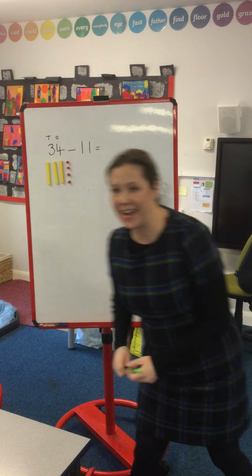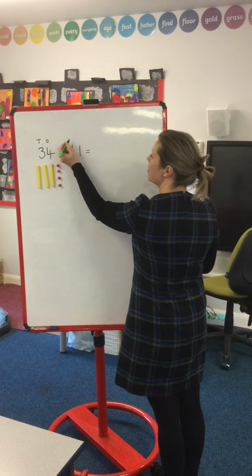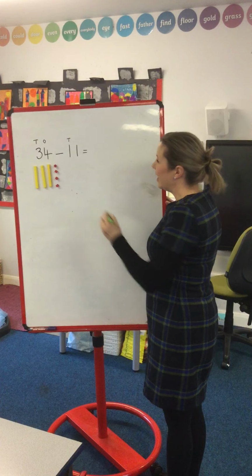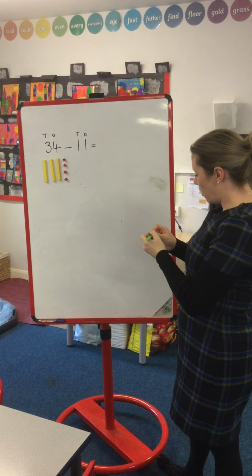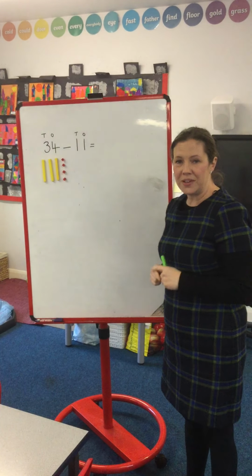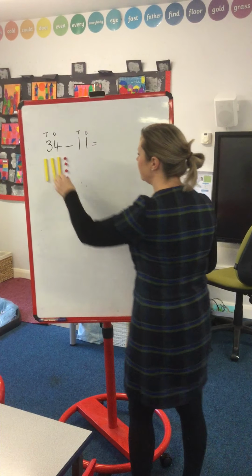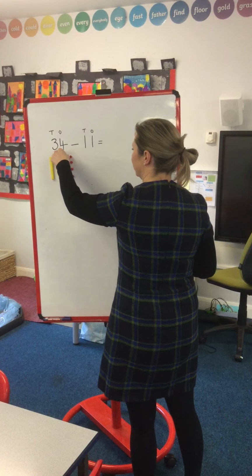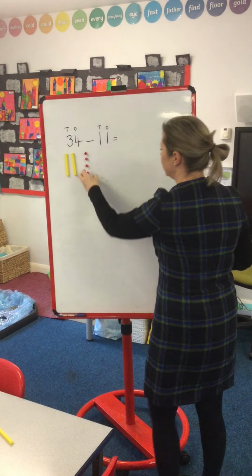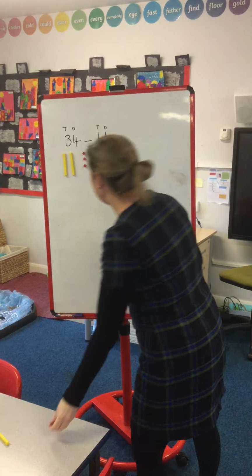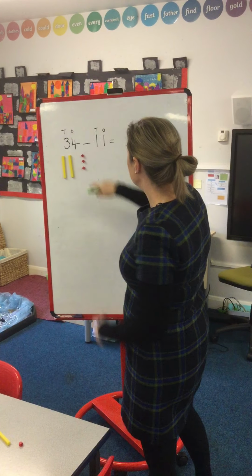So what we're going to look at now is the 11 that we're going to take away. So in 11, we know that there is 1 ten, and we've also got 1 one. So what we're going to do is first of all take away the tens, and then we're going to take away the ones. So I'm going to take away 1 ten, which is 10. So I'm going to take that off there, look. And then I'm going to take away a 1. And that leaves us with 10, 20, 21, 22, 23.